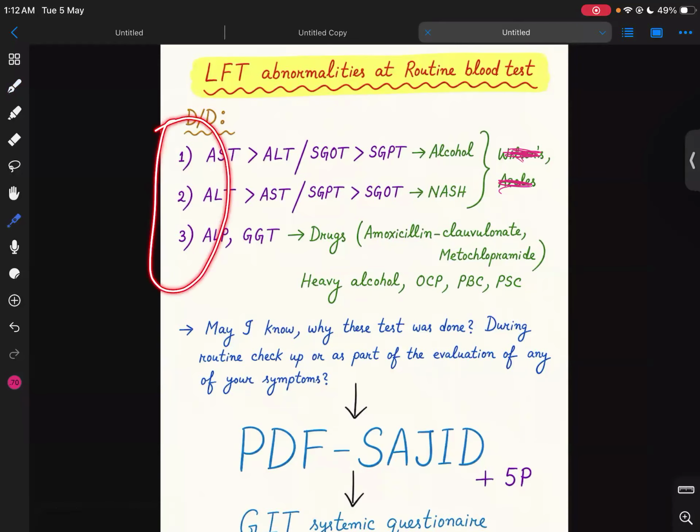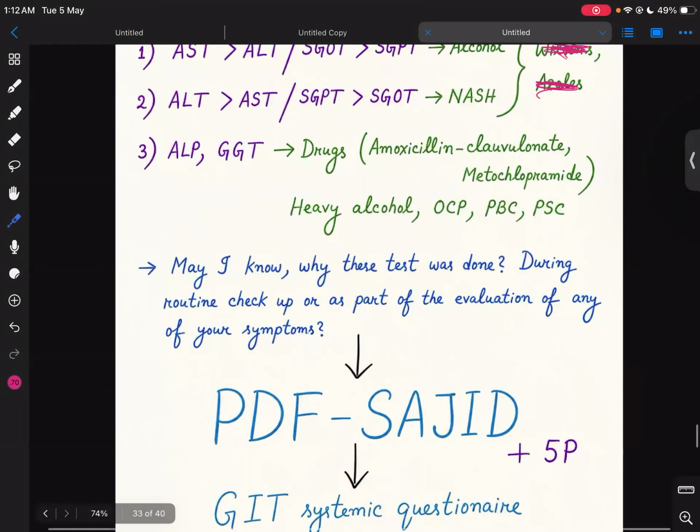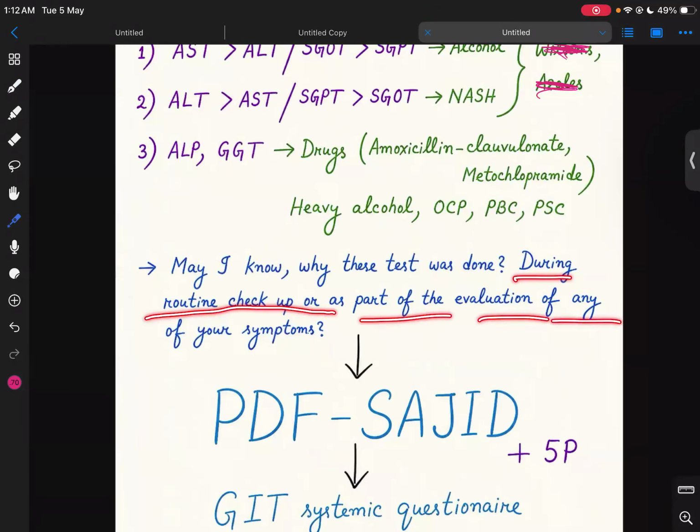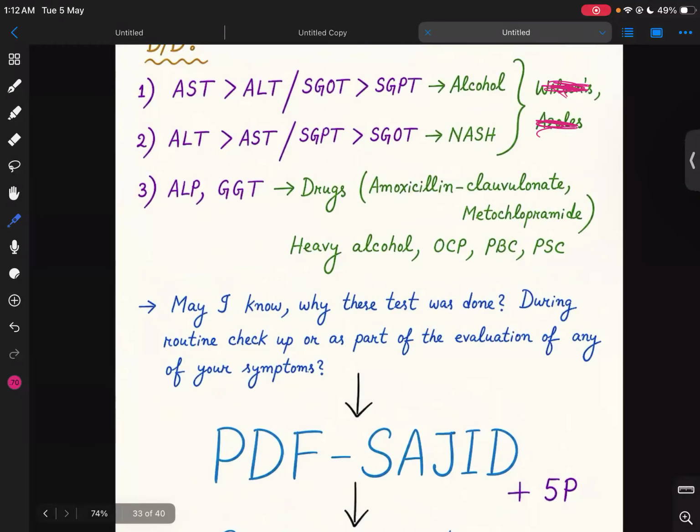So these are the patterns of liver function test abnormalities given in the PACES exam. How to approach this case? Whenever we are given any blood test report or any imaging report from outside, our first question should be, may I know why this test was done? Was it done during a routine checkup or as part of the evaluation of any symptoms? Like the patient is having some symptom, that's why that investigation was done, or it was done during the routine checkup.